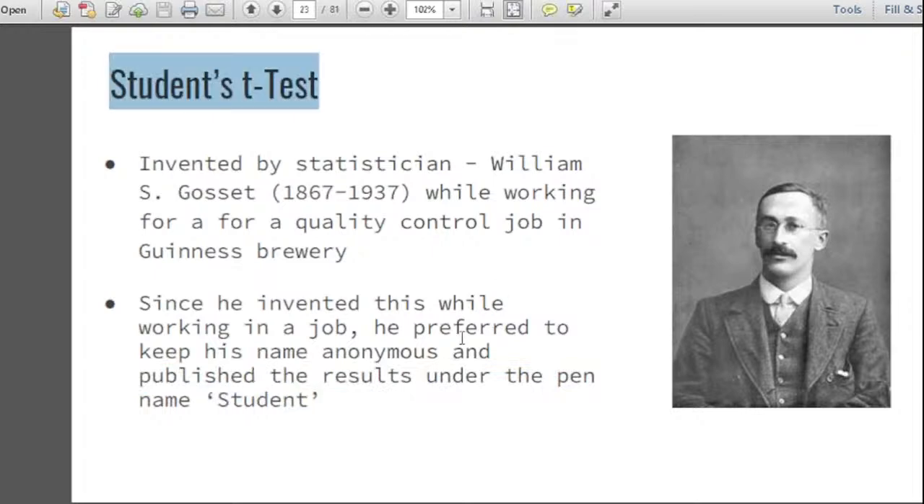So he used an anonymous name because he was working in a job, and he did not want his name to be linked or associated. So he named it Student's t-test.